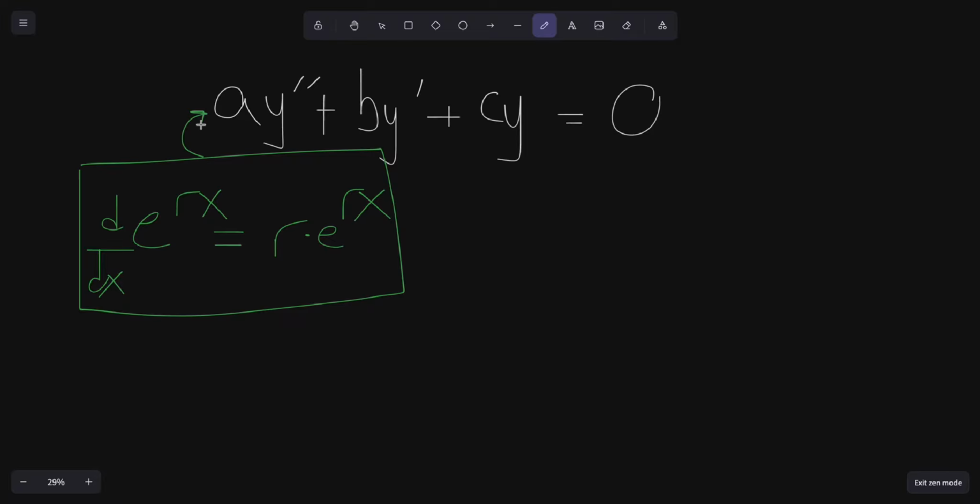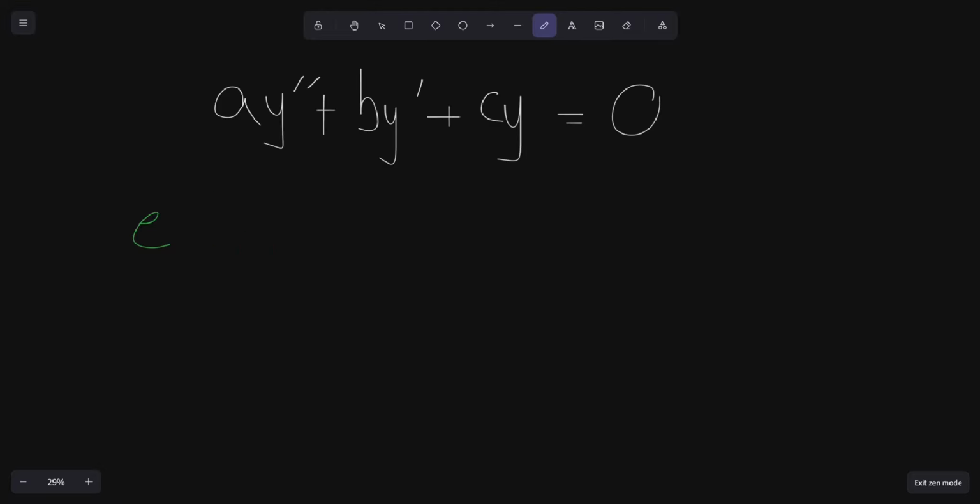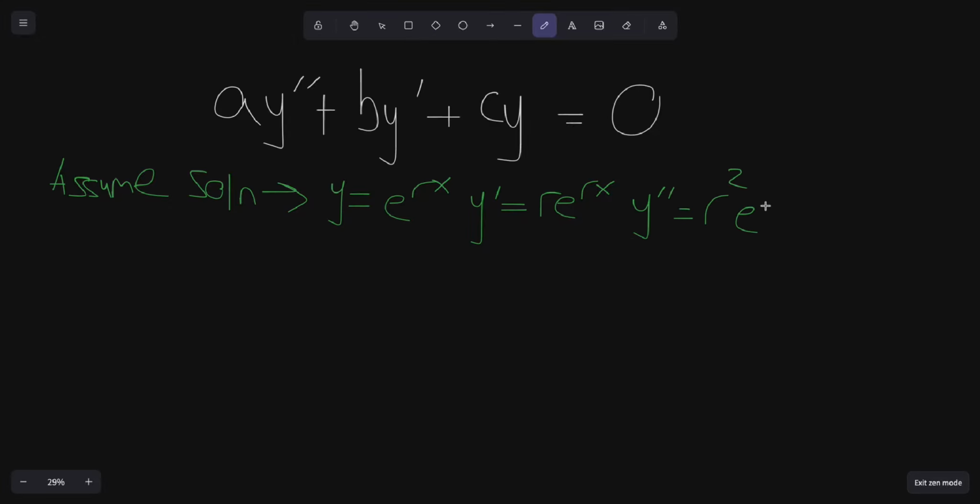Now, I'm going to make a little assumption here. We're going to assume the solution to this equation is y is equal to e to the rx. Okay, that's my assumption. Well, that means that y prime is equal to r times e to the rx. And that means that y double prime is equal to r squared times e to the rx. And so let's plug everything into our equation.